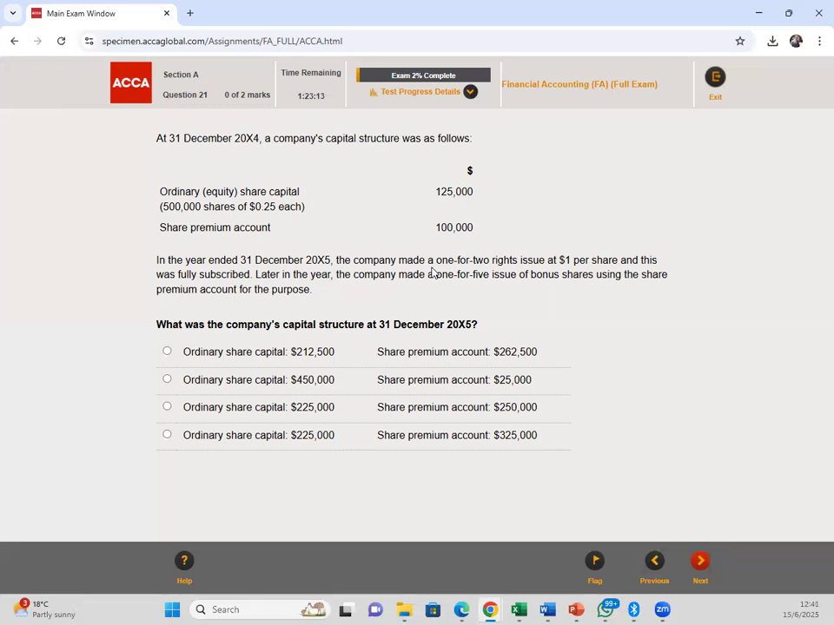So the first thing is, let's have the journal entries for each transaction. That can simplify things for us. So let me memorize the amount. The ordinary shares were 500,000 at 25 cents each, that's 125,000. Share premium at 100,000. Then the rights issue. We first of all have to record the rights issue.